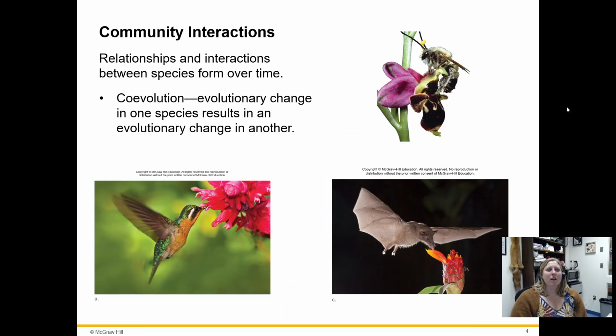So let's talk about community interactions. Okay. Community interactions are generally formed by relationships that have changed over time. Individual organisms are always interacting with one another, whether that's directly through things like pollination or indirectly through, you know, you're finding a food source and someone's already had that food source, so what do you do about it, right? We're seeing these sorts of interactions over time. Now, coevolution is a huge part of this.